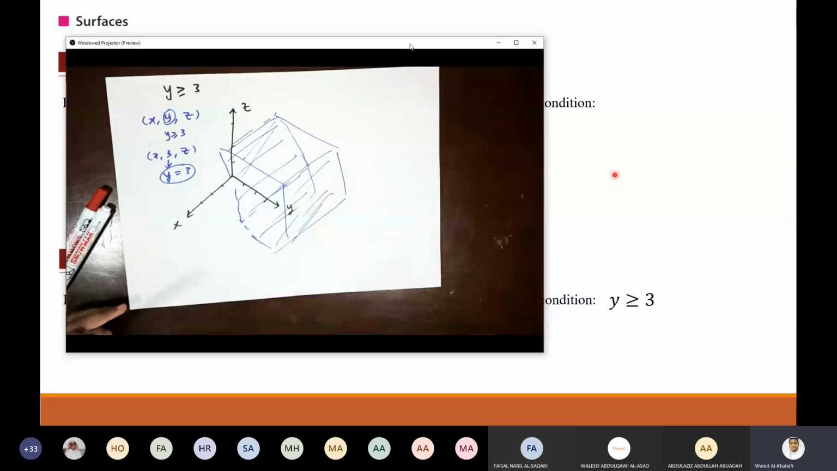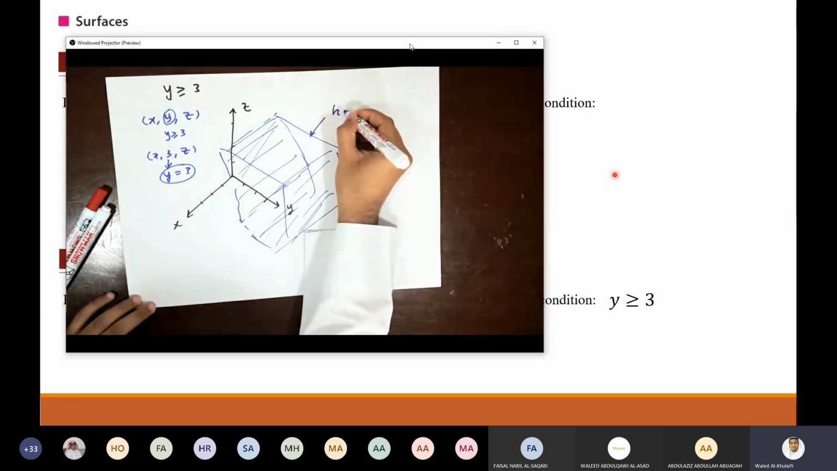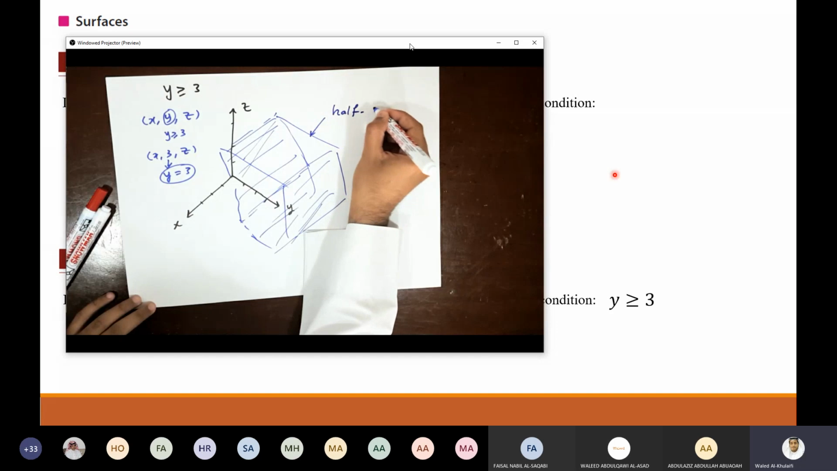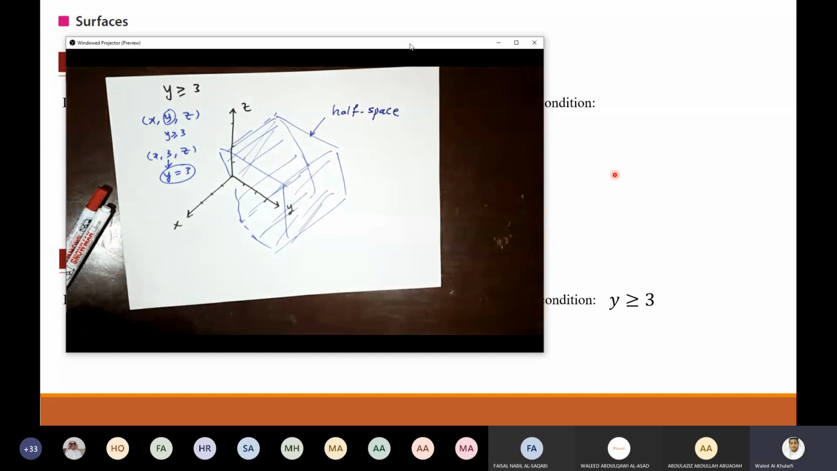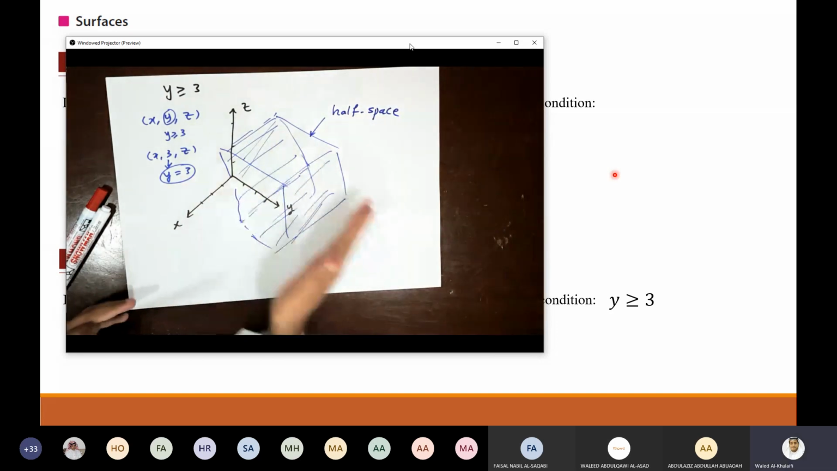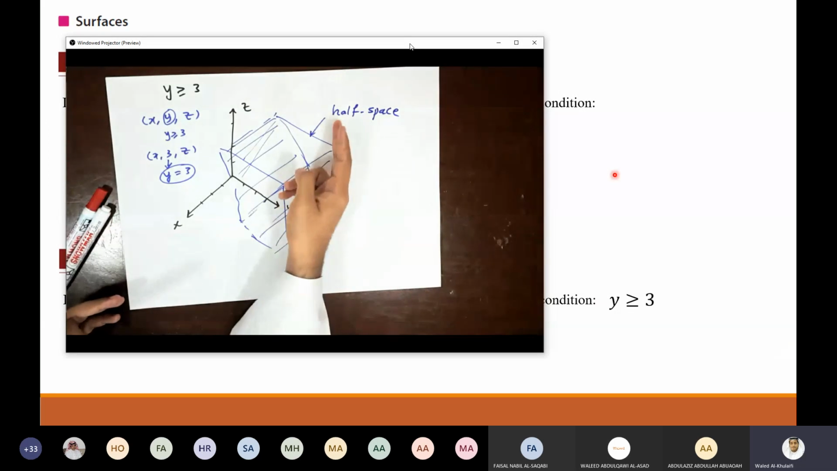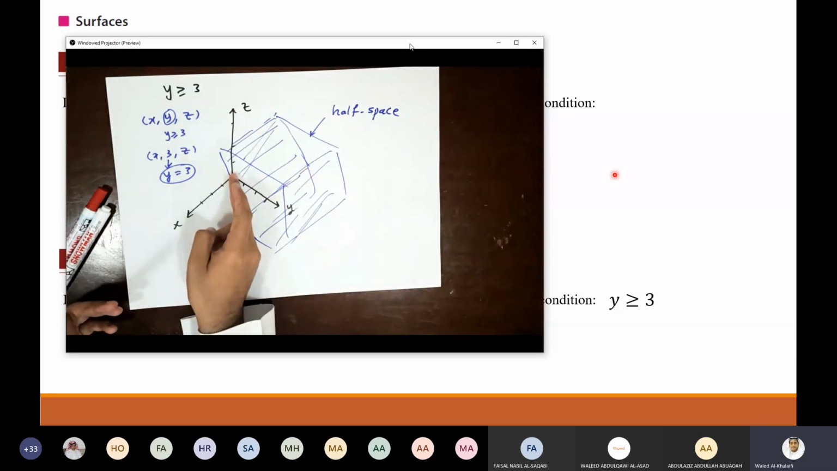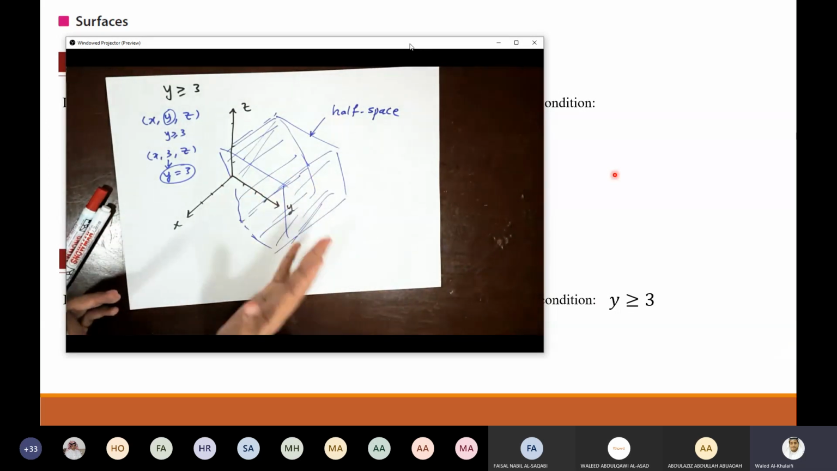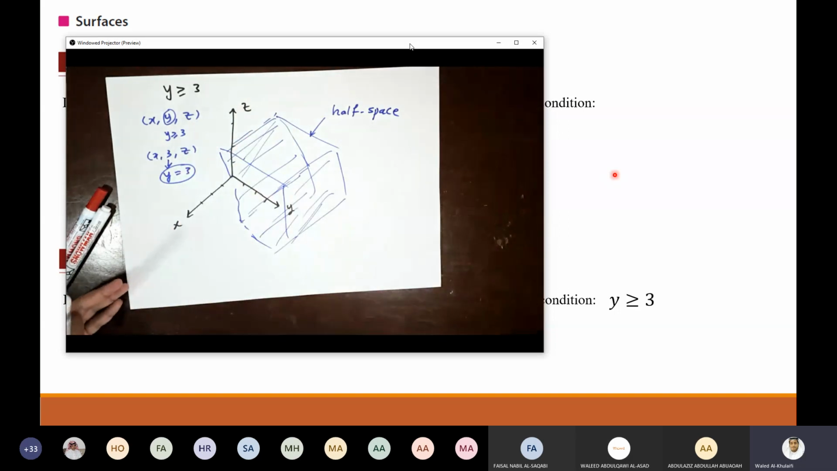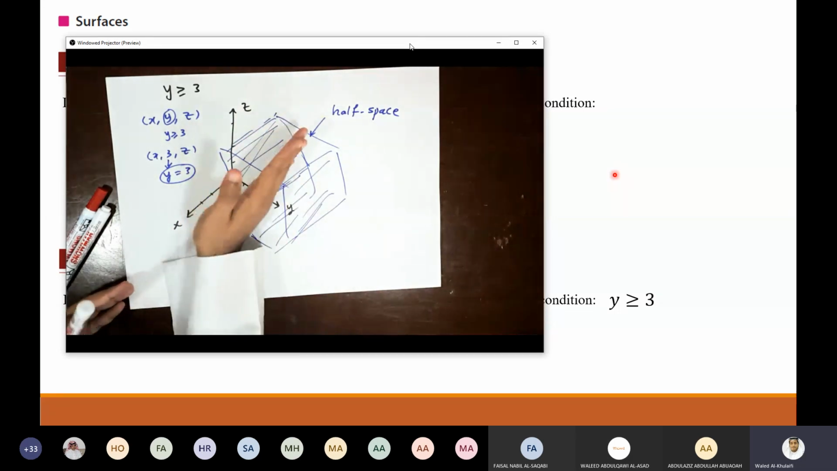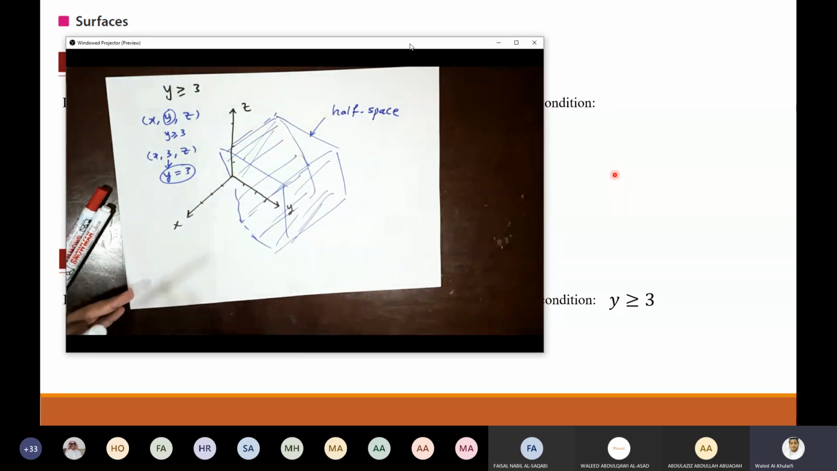You cut all this half, we call it half space. You're taking half of the space. Some of you may ask, why half? Because everything is infinite, so this is infinite in this direction. So we call it a half space. From y equals 3 going this way, this is a half space here.